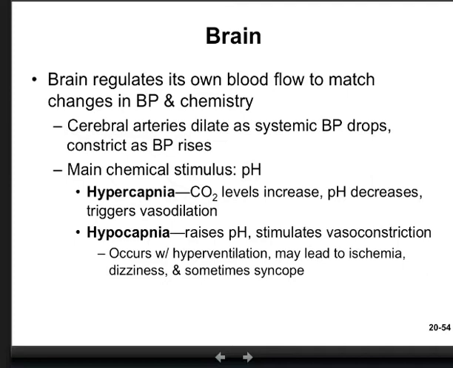In hypocapnia, this raises the pH and stimulates vasoconstriction. It can occur with hyperventilation. It can lead to ischemia, dizziness, and sometimes syncope. So what they're talking about here is what can trigger hypocapnia. If you hyperventilate beyond the point where we restore normal pH, you're removing CO2 from tissue fluid and from blood plasma quicker than you're creating it, and the net effect then is to cause the pH to elevate above optimal, and what will then happen is that you can have ischemia and dizziness and syncope.